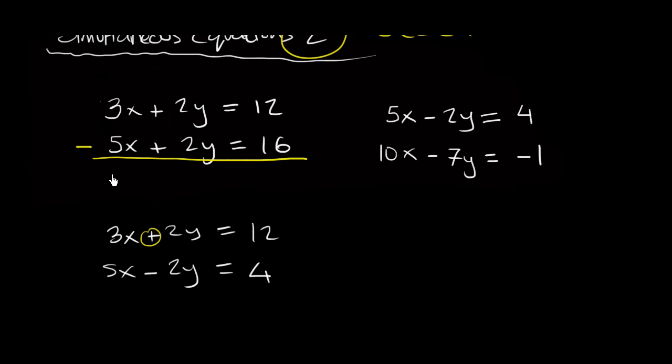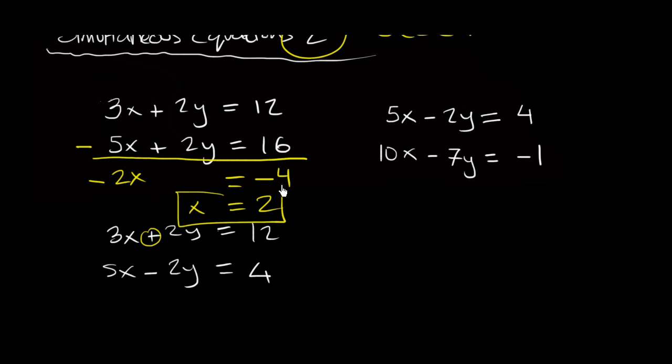3x minus 5x was negative 2x. 2y minus 2y is 0, so you don't have to put anything. 12 minus 16 is minus 4. So you divide both sides by minus 2 and you get that x is equal to 2.